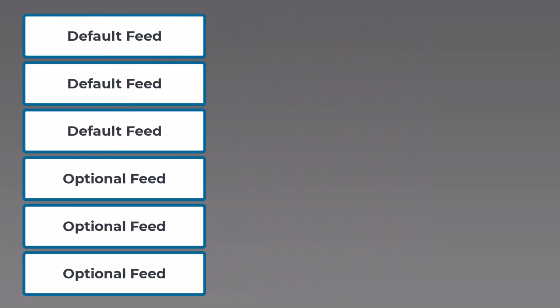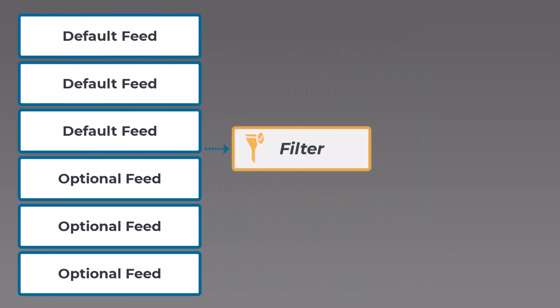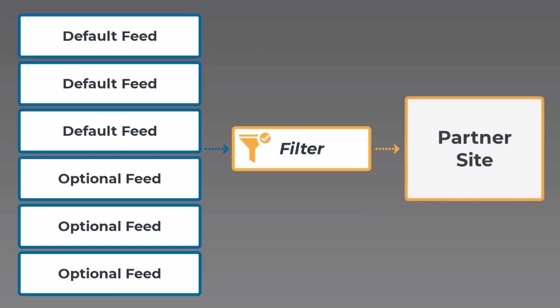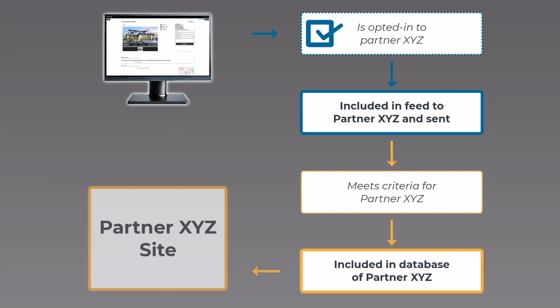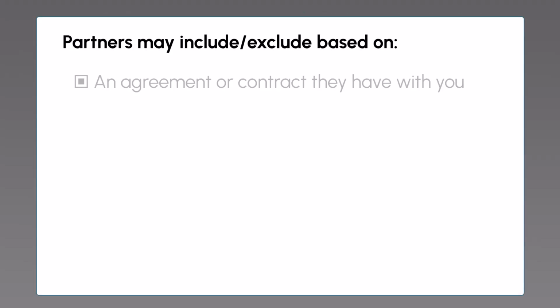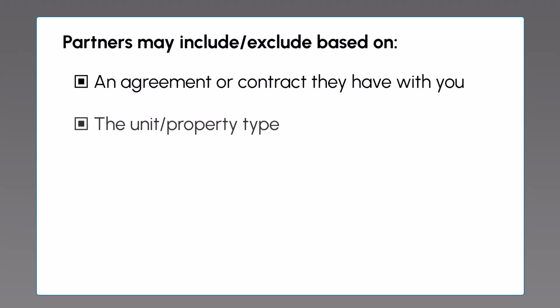Once listings are sent to a partner site, the partner goes through their own process to decide which ones to include and which to exclude, based on their own parameters. In other words, opting in makes it so that we send them your listing, but that doesn't guarantee inclusion. They may require payment, may only accept listings meeting certain parameters, or only accept certain types of listings. In many cases, this is based on the agreement or contract you have established with them.